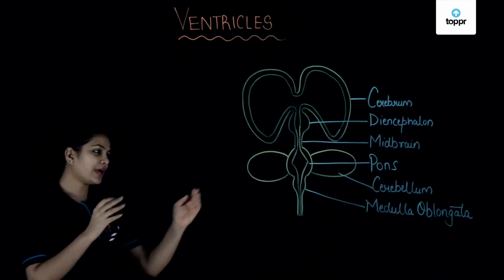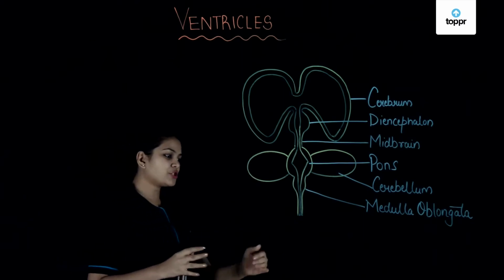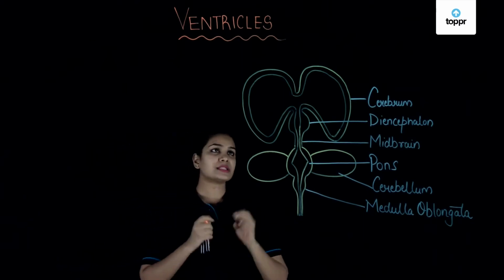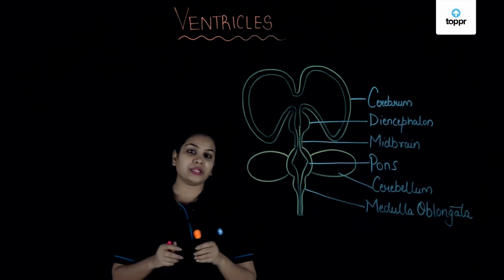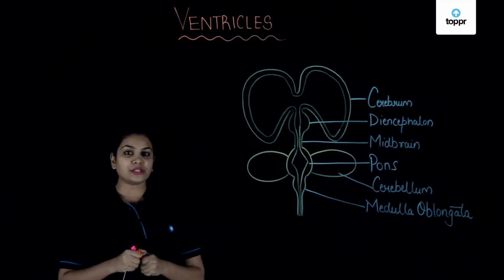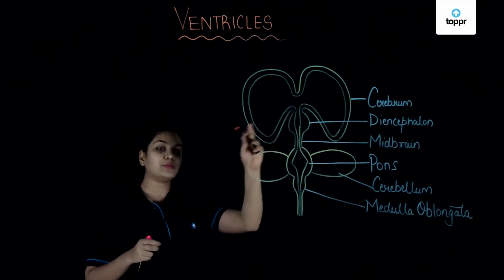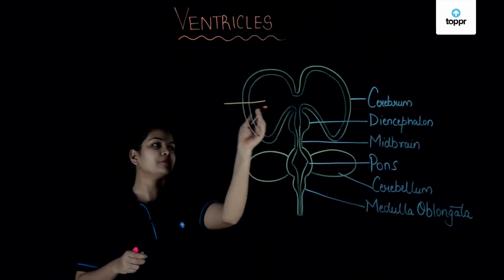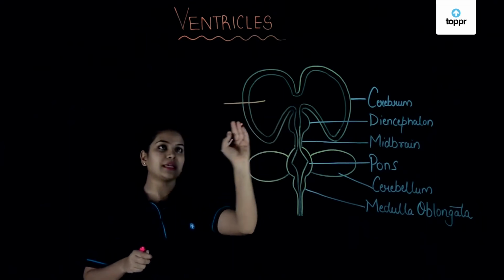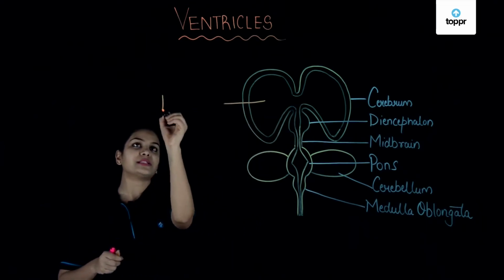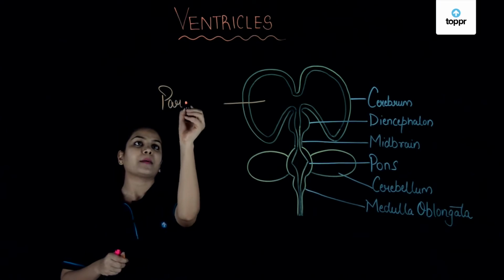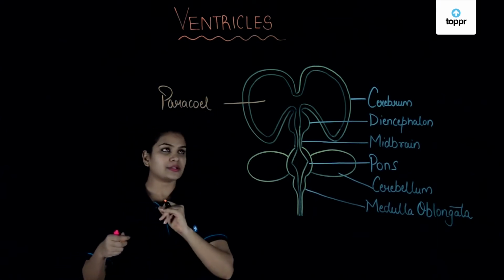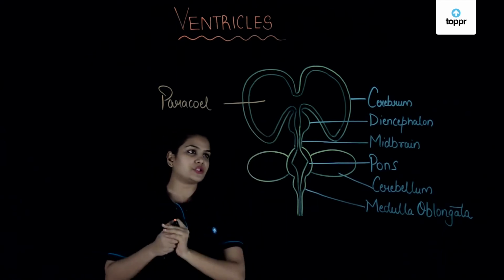So let's have a look at the longitudinal section of the brain and identify these ventricles. Firstly, we see that in the human brain, the first two ventricles are found in both the cerebral hemispheres. So here we see the first and second ventricle, and these ventricles are called paracele or lateral ventricles. These are the first two ventricles.